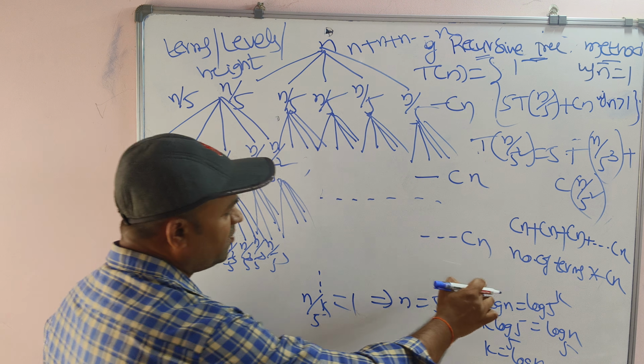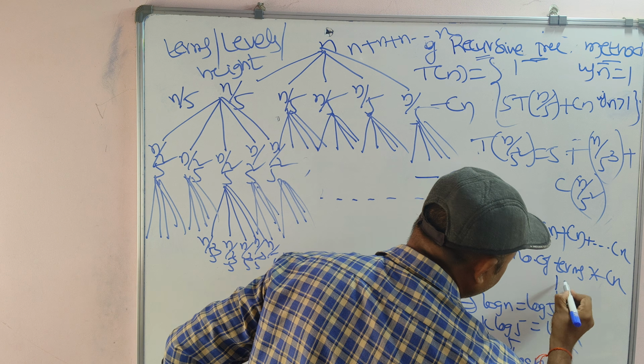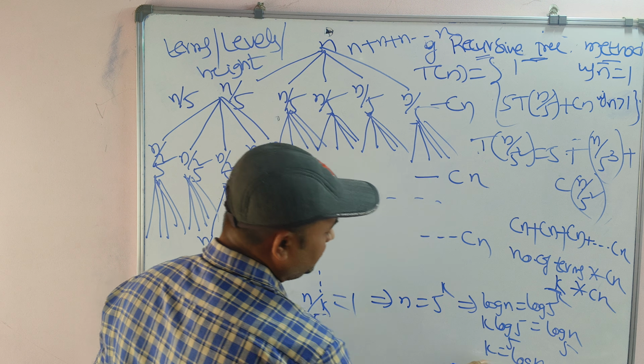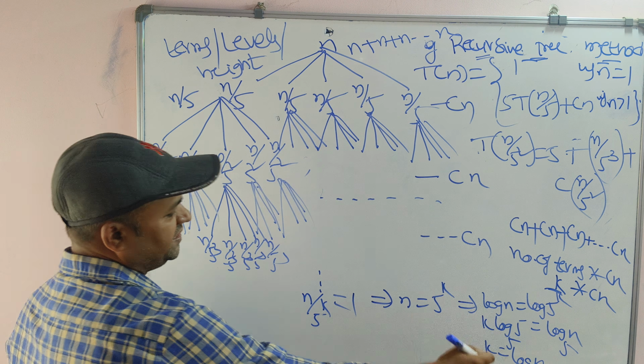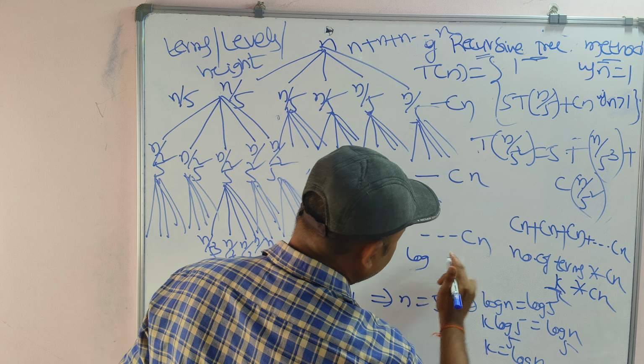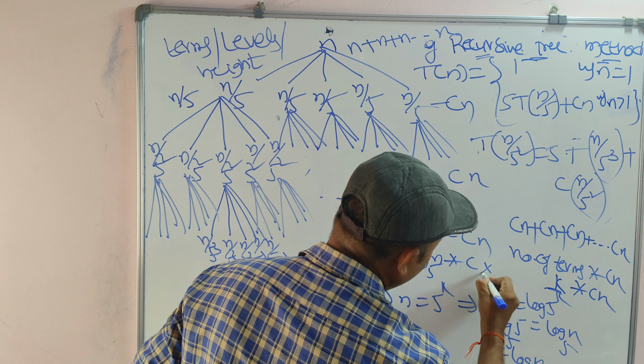So what is the formula? Number of terms into Cn. How many terms are there here? K terms. So k into Cn. What is the k value? K is nothing but the height of this tree, which is log n. So log n base 5 into c into n.